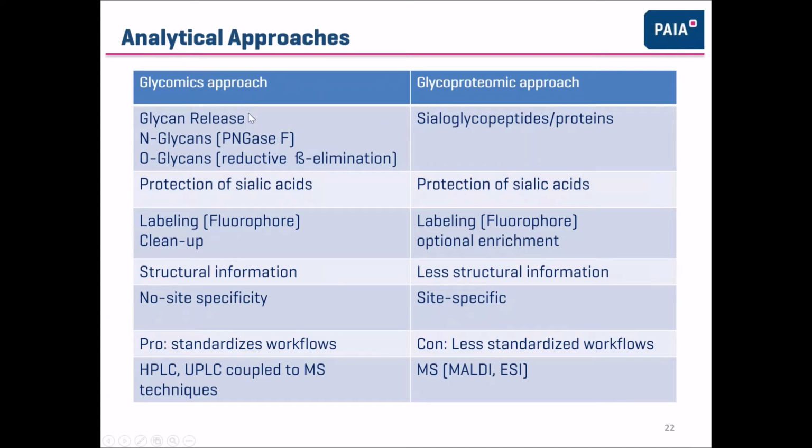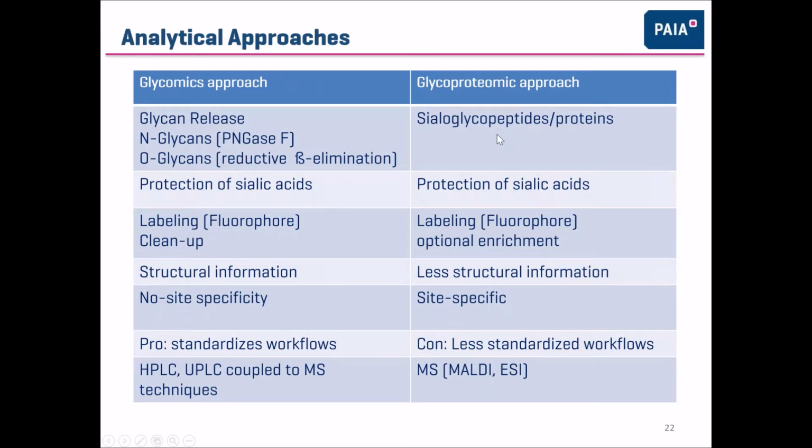The glycomic approach is based on the analysis of glycans that have been released from the protein. You can either do this with PNGase F to release the N glycans. For the O glycans, you have to use a different protocol, which does a reductive beta elimination to get rid of the O glycans and afterwards analyze them.